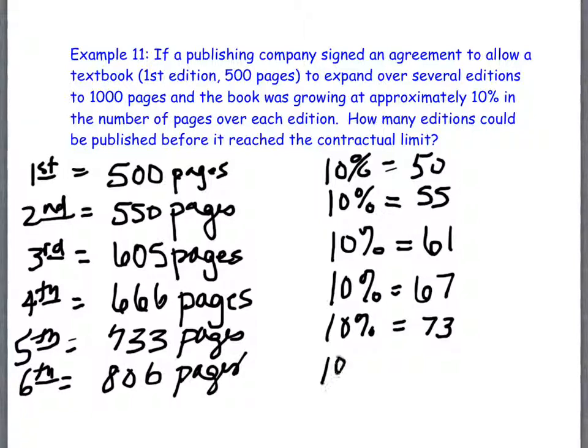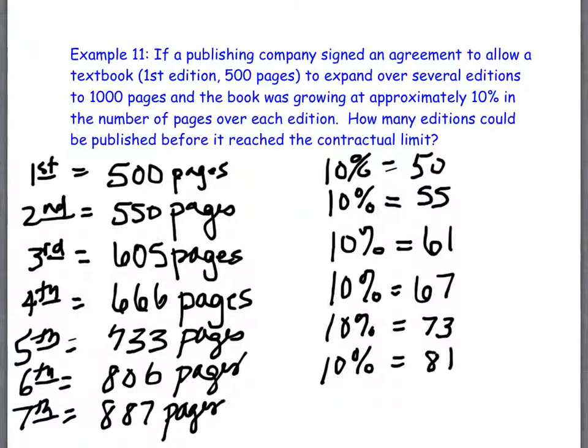And 10% of that is 81. We're getting close to that 1,000-page limit, right? What's that one? 887. What's 10% of that? Did I hear 89?